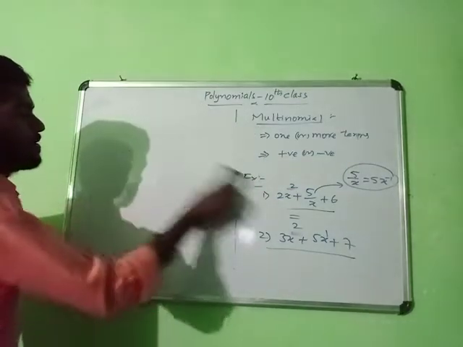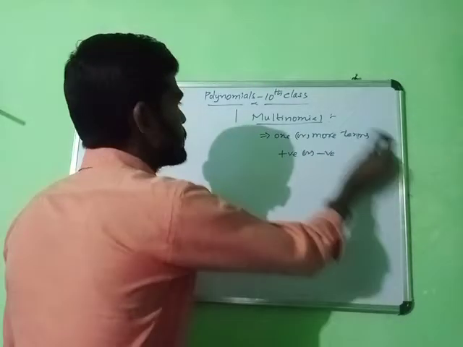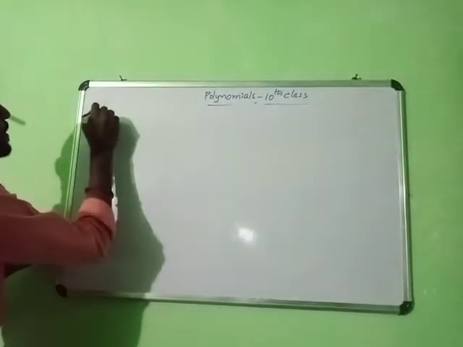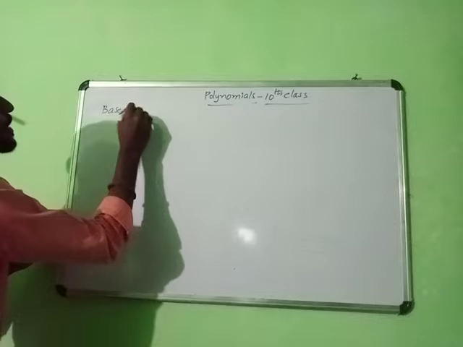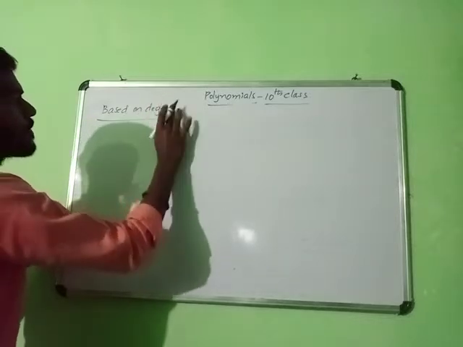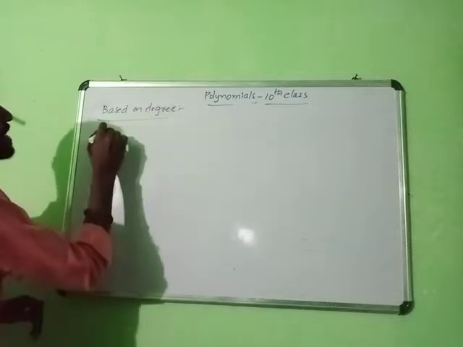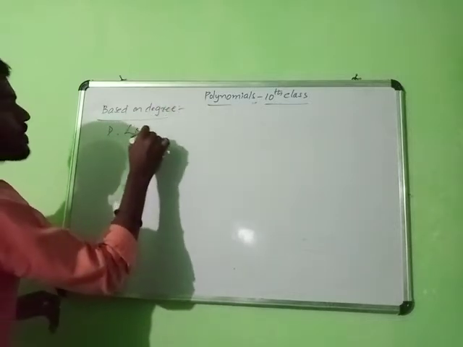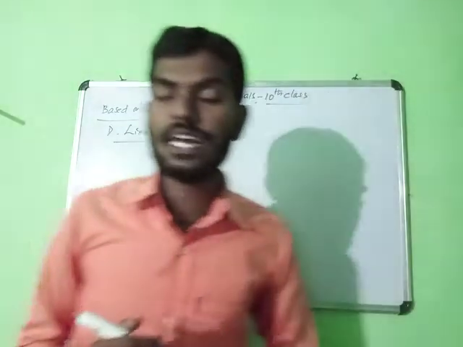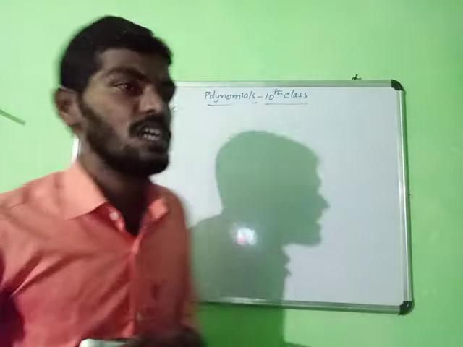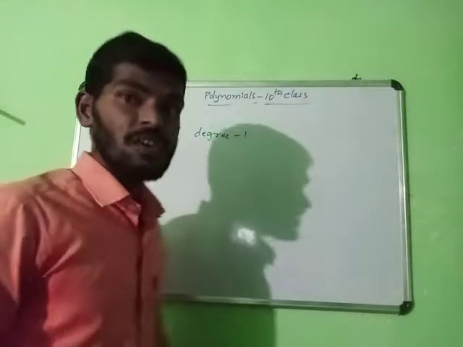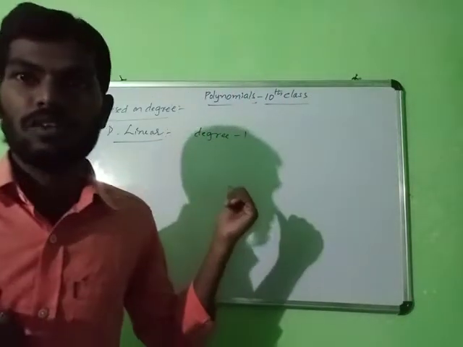types based on terms. So it's a degree. Types of polynomials based on degree. First one is linear polynomial. What does linear polynomial mean? If the degree of a polynomial is 1, degree how much? 1. If the degree of a polynomial is 1, then it is called a linear polynomial.